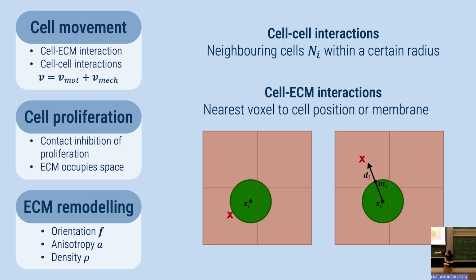So the first way is by looking at the nearest voxel to the center of the cell, so the position of the cell xi, whilst the second way is looking at the nearest voxel to the point on the membrane, so the surface of the cell, in the direction of movement of the cell. Essentially, I'm just looking at the point in the front of the cell, and the cell will interact with the voxel in the front. And that makes sense because, for example, degrading the ECM fibers often happens in the front of the cells through some protrusions and some enzymes that degrade the fibers.